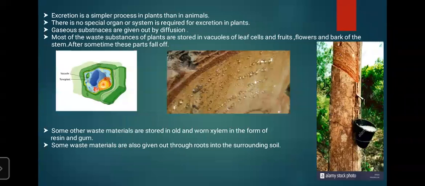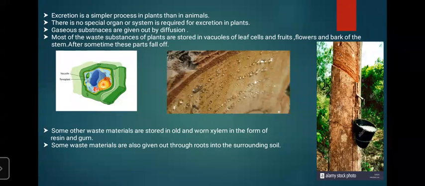Now, excretion is a simpler process in plants than in animals. As we have seen, in unicellular organisms it is easier than in multicellular ones. Likewise, in plants it is a simple process, and in animals it is a little bit more complex. There is no special organ or system for excretion in plants. They do not have any type of special organ.